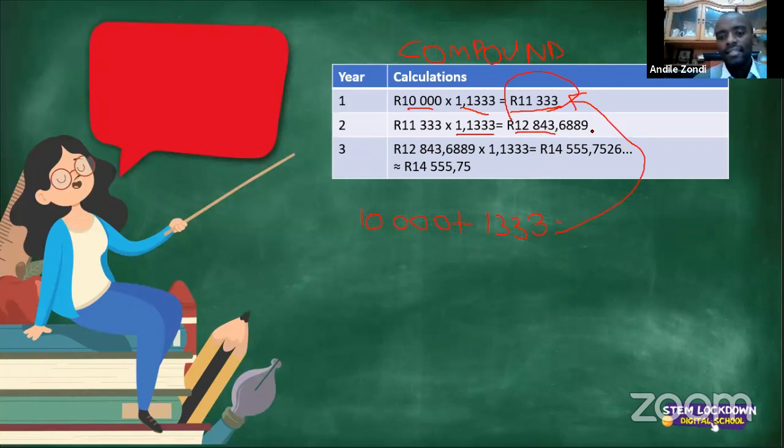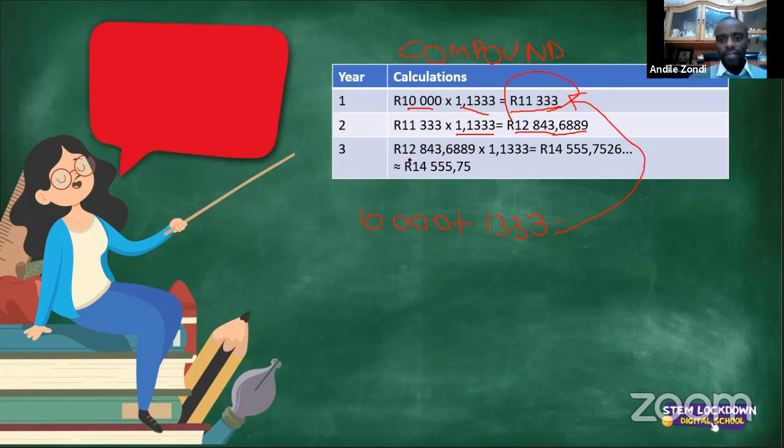12,884.6889. You've increased the amount of money that you accumulated for the first year by 13%, and then your answer is 12,884.6889. Okay, and remember now, notice because it's compound interest, each and every year you need to add interest and calculate interest using the accumulated figure.